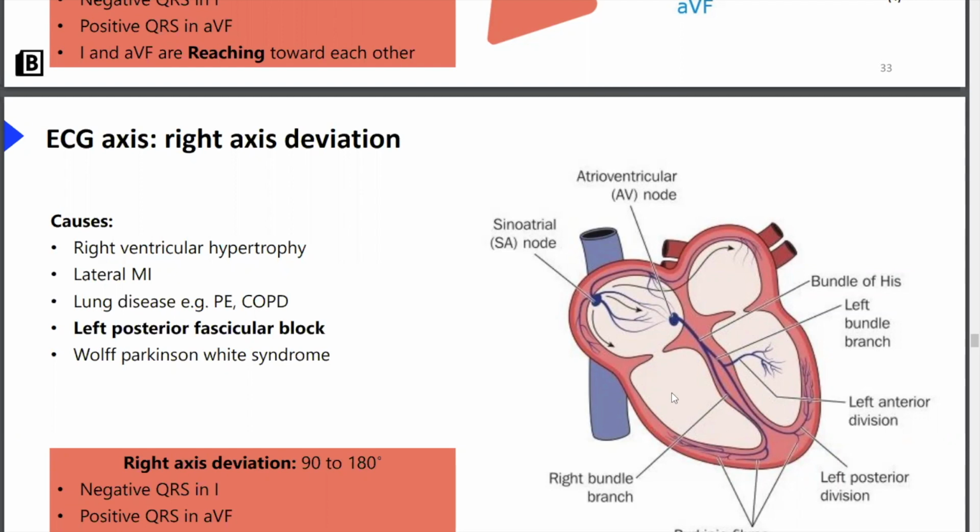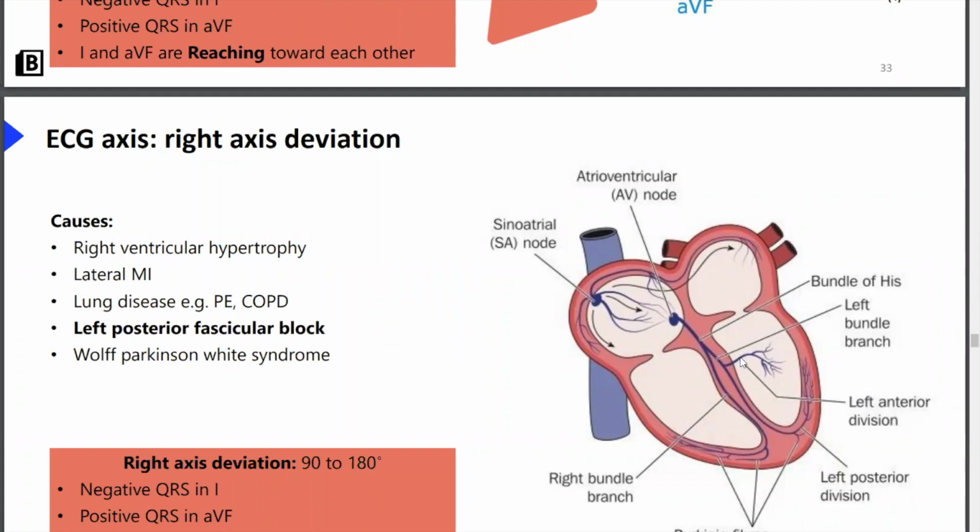It's a question for you. So the right heart depolarizes through the right bundle, the left heart depolarizes through the left posterior and left anterior fascicles. But if the left posterior fascicle is blocked, what's the only route? There's only one way, it's the left anterior fascicle, right? It's the only thing that's left that can depolarize the heart.